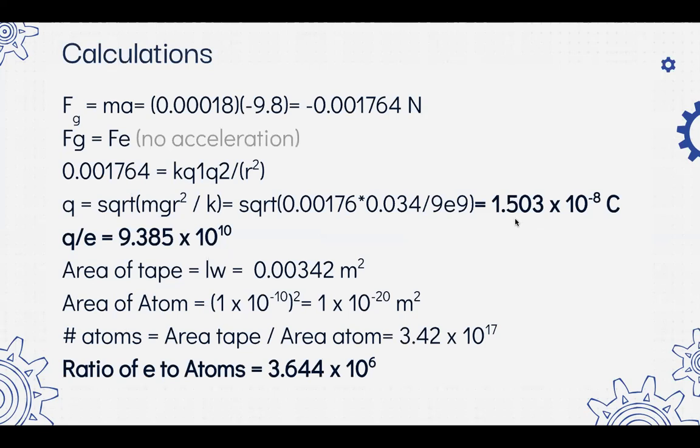So to calculate, I used F equals ma for the force of gravity, and then I denoted the force of gravity as equal to the electric force. And then using Coulomb's law, I plugged in the numbers to find the electric charge, which I got right here. And then I found the charge divided by the number of electrons right here. And then I found the ratio of electrons to atoms, which is right here.